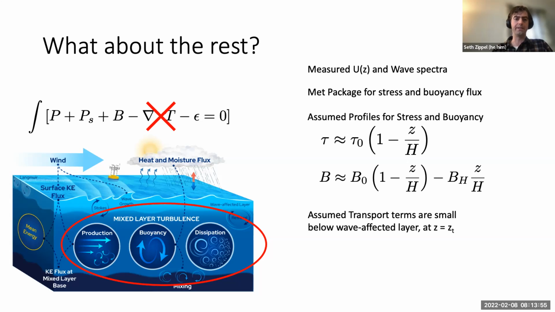Above this depth, the primary balance is between transport divergence and epsilon. Below that depth, the transport divergence terms are small relative to the other terms. That leaves this epsilon term, the vertical integral of epsilon, which can be challenging to estimate. I'm going to overview some new methods that were published just last year in 2021.